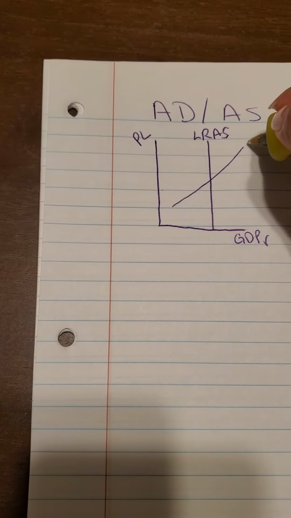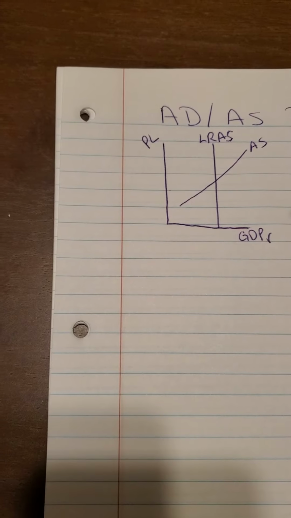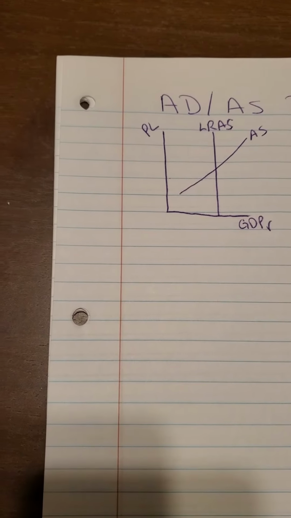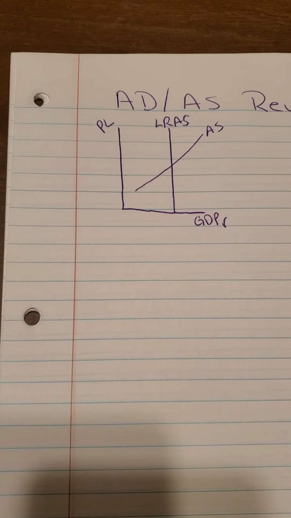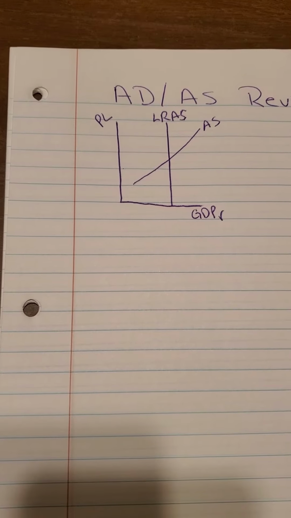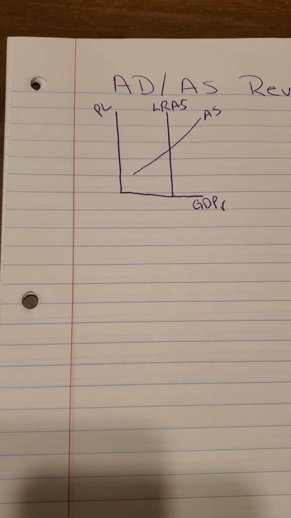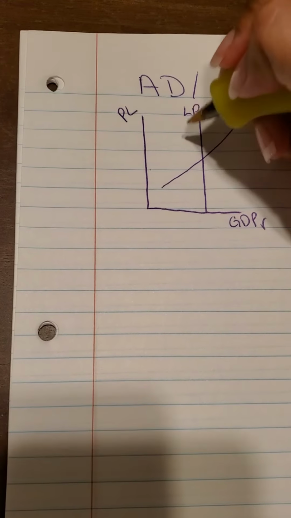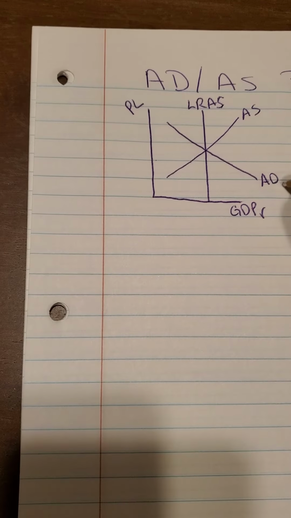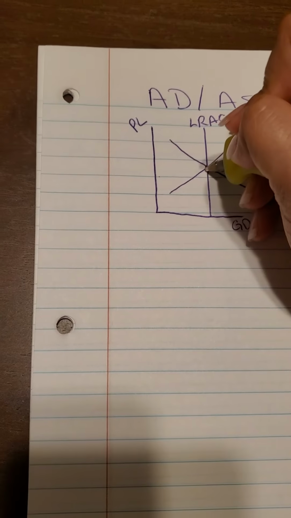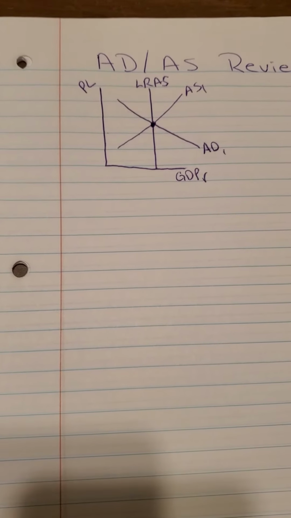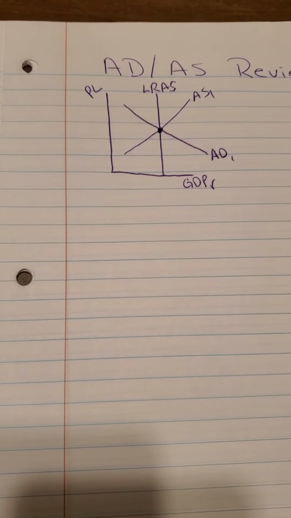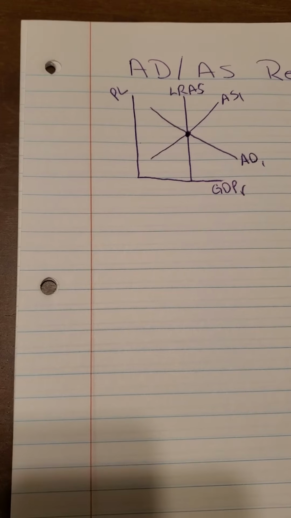We have the short run aggregate supply curve. It's upward sloping. Remember the shifters are IRAP: inflationary expectation, changes in resource prices, changes in actions of the government, and changes in productivity. And then we have the aggregate demand curve. The shifters for the aggregate demand are SIGEX, remember? Consumer spending, government spending, investment spending, and net exports.